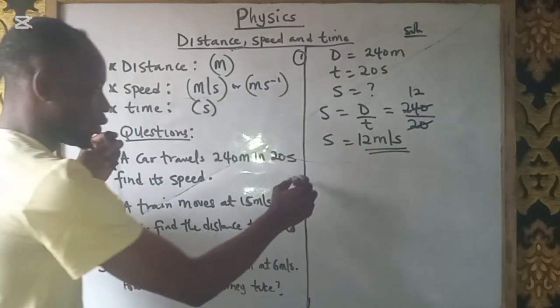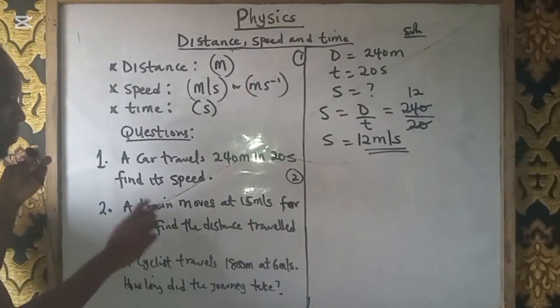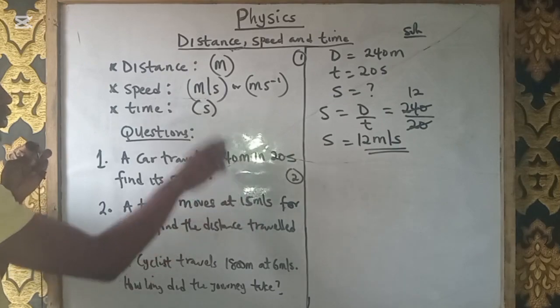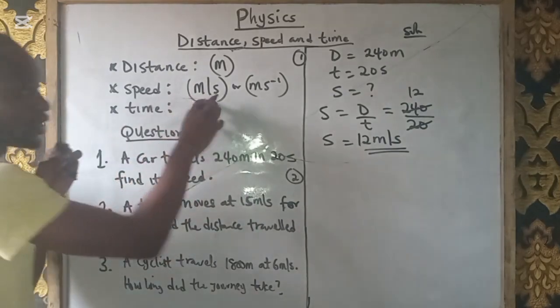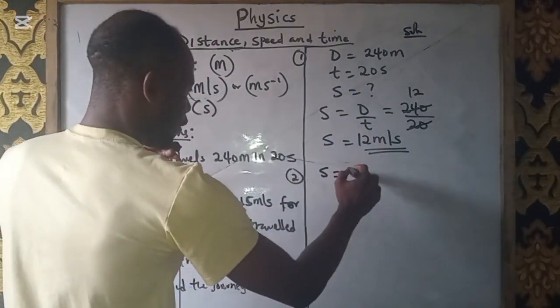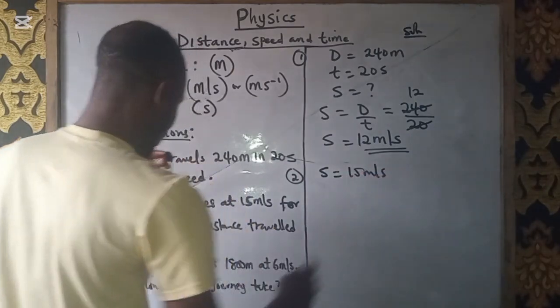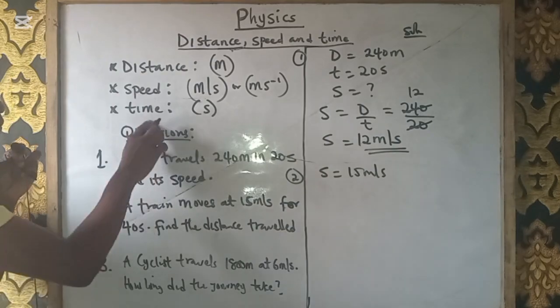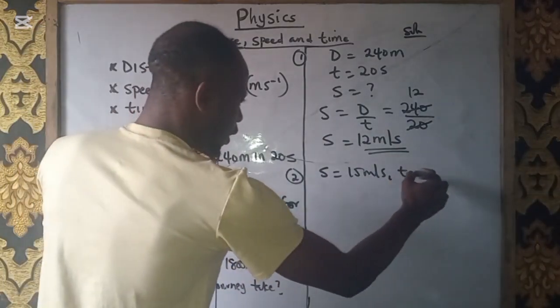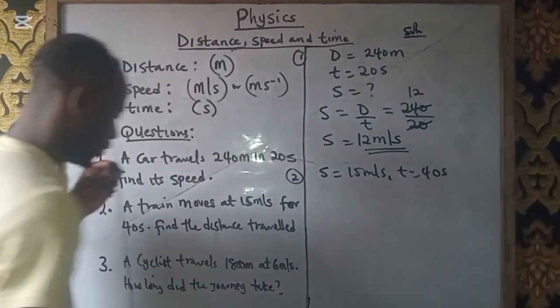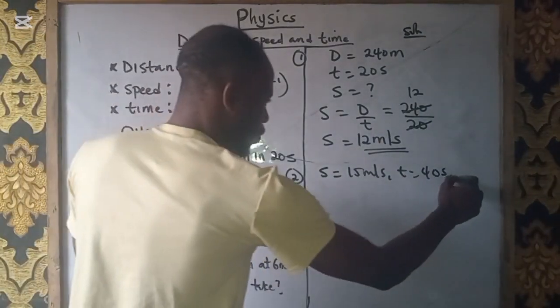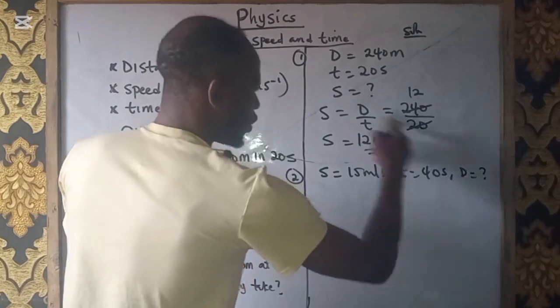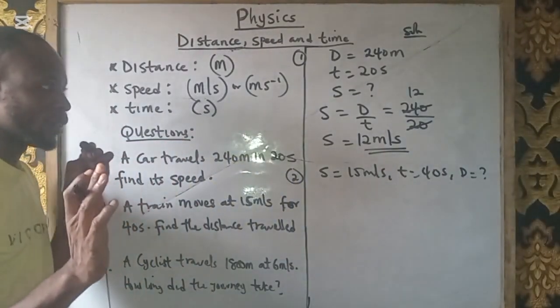Now the second question, a train moves at 15 meters per second. What does that represent? Speed, because that's the unit. So speed is given as 15 meters per seconds. For 40 seconds, that represents what? Time. Time is 40 seconds. Find the distance traveled. So we are looking for D. I'm just using capital letter. There's nothing bad about that, okay?